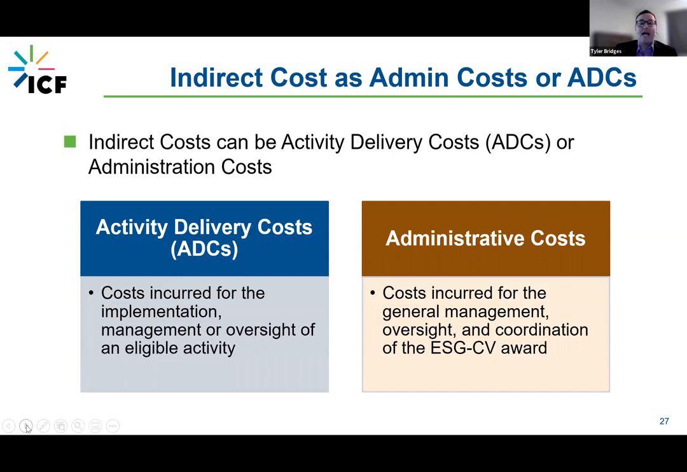This is referred to as an activity delivery cost, or ADC. ADCs are costs incurred for the implementation, management, or oversight of an eligible activity, like reviewing beneficiary applications for eligibility. Administrative costs are costs incurred for the general management, oversight, and coordination of the ESG-CV award and are subject to the administrative cap. Again, we will discuss this in more detail in the second part of this training.